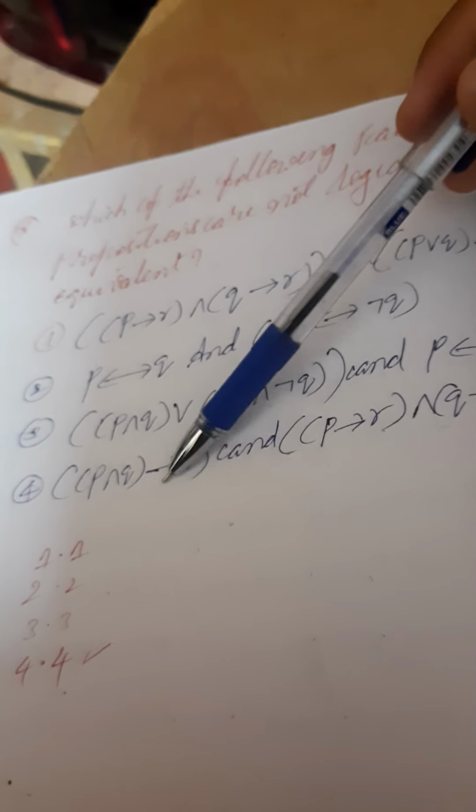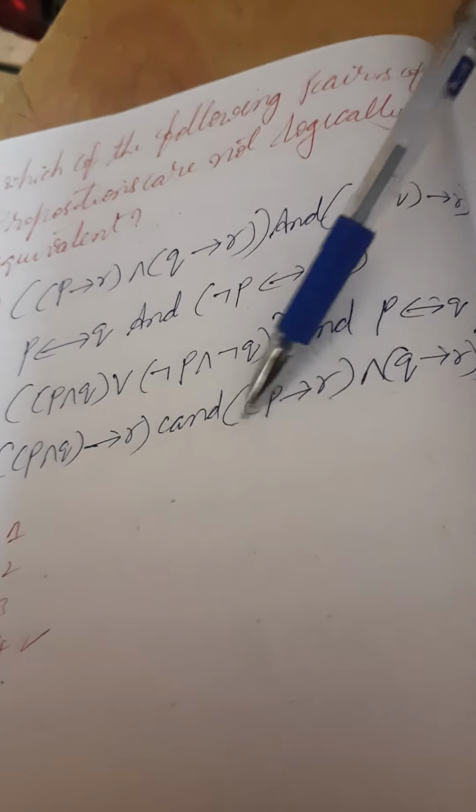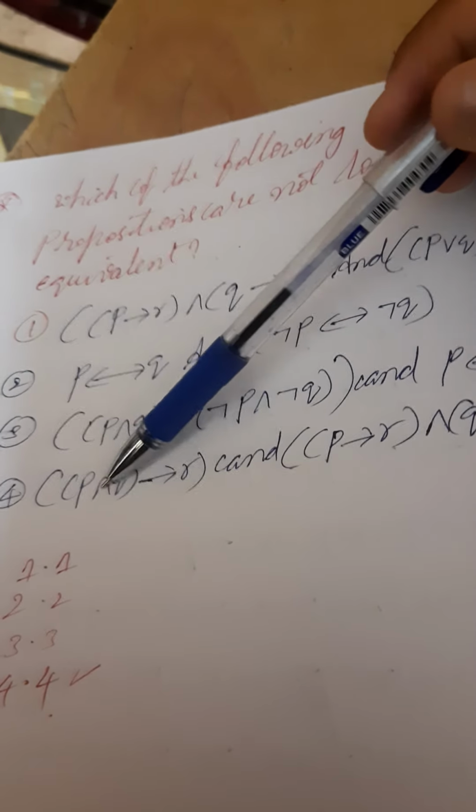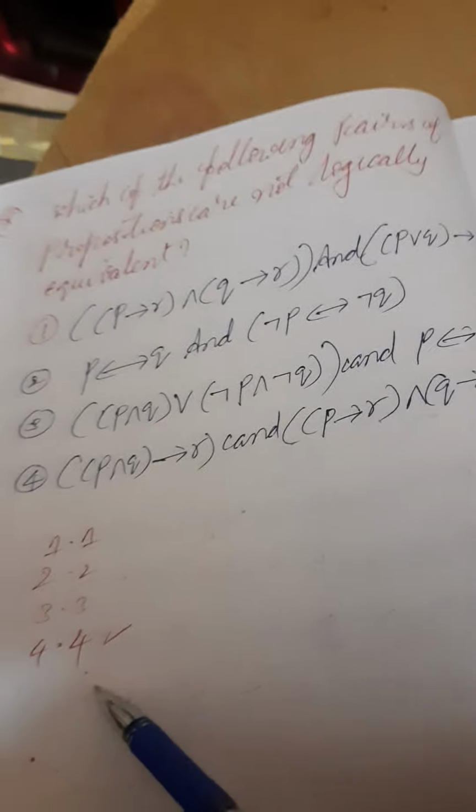Then here see, he is saying P implies Q, P implies R intersection Q implies R is equivalent to P intersection Q implies R, but it should be disjunction here. Here P, Q is there, the first letters are not the same, so it should come P disjunction Q implies R. The second one is the same, it should come here. Okay, then the fourth one is the correct answer. I hope you understand.